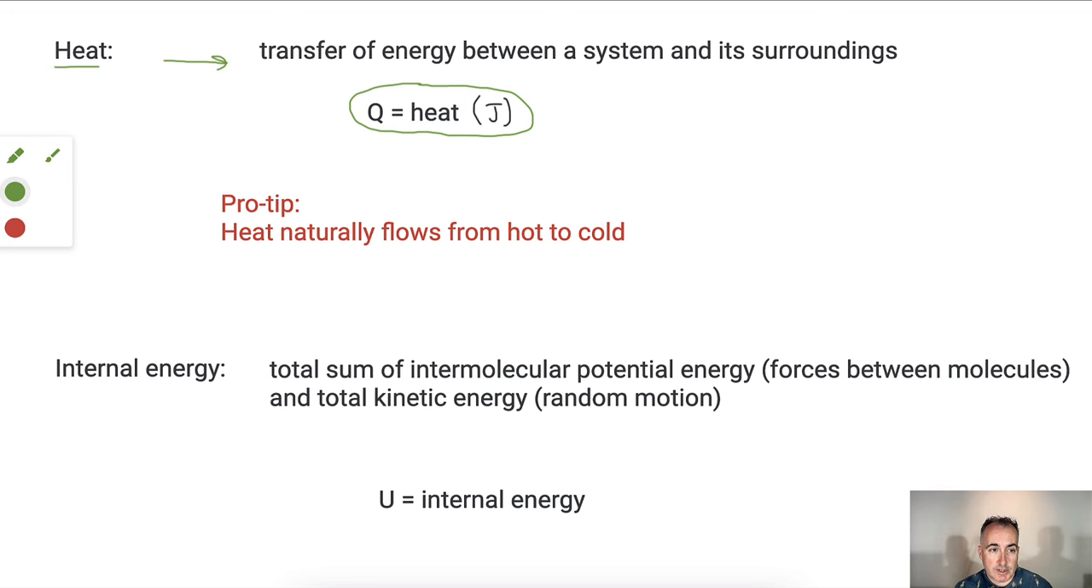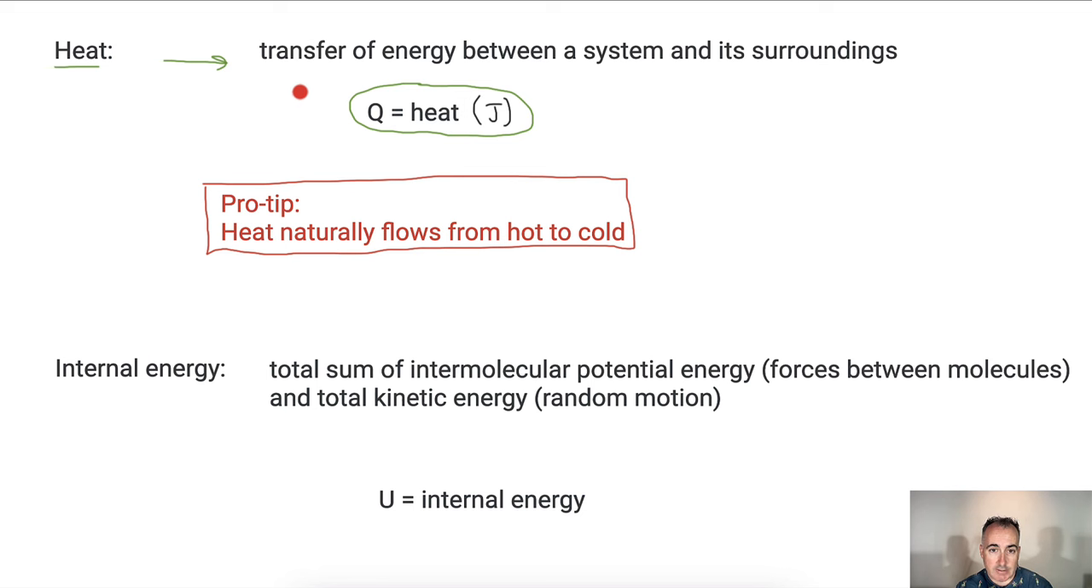Now, an important pro tip here is that heat, by itself, naturally goes from hot to cold. It does not go from cold to hot by itself. You could force it to, yes, but by itself, this transfer of energy between a system and surroundings will go from hot to cold. This is the important part, okay? It always goes from hot to cold, at least if you leave it alone. This is an important definition.